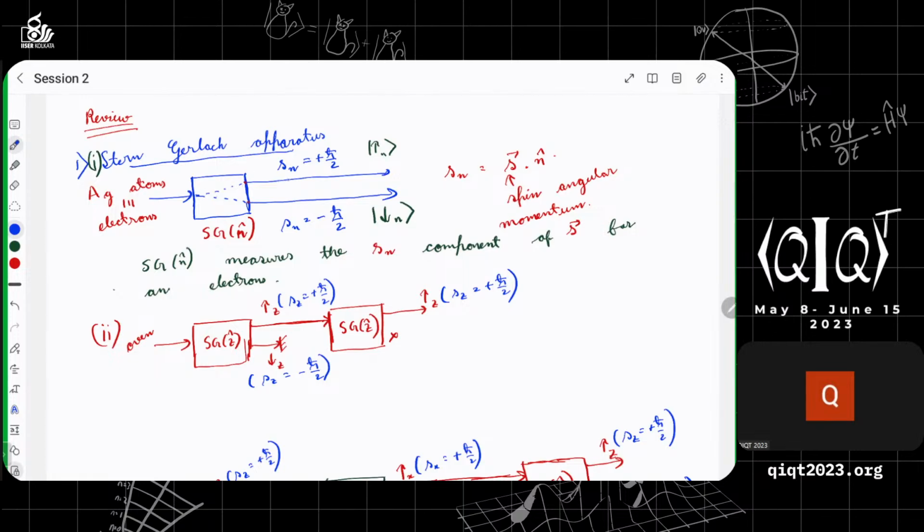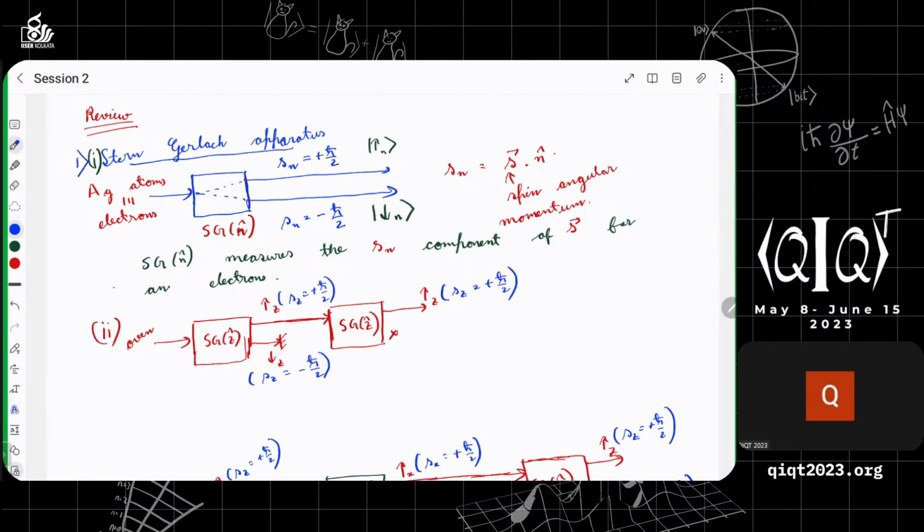So if the Stern-Gerlach apparatus is in some n-hat direction, then we get two spots on the screen of the Stern-Gerlach, and the upper one corresponds to the up spin in the n direction, and the lower one corresponds to the down spin in the n direction.